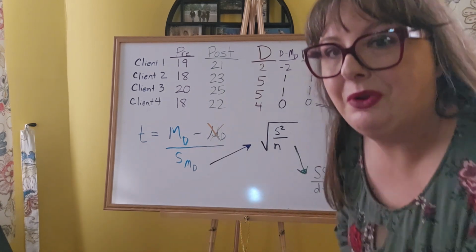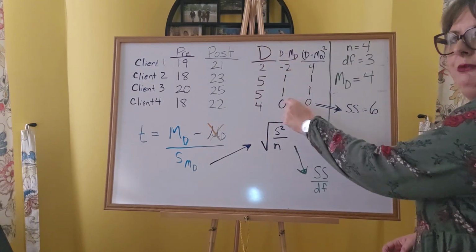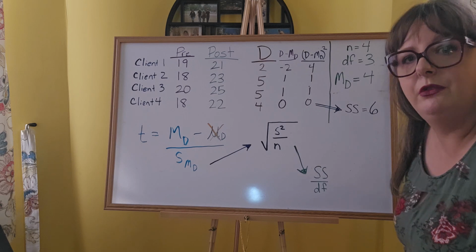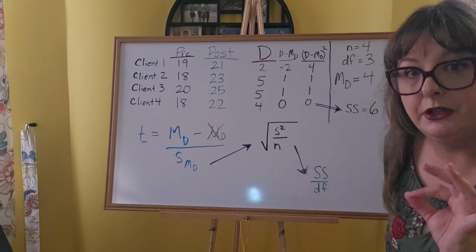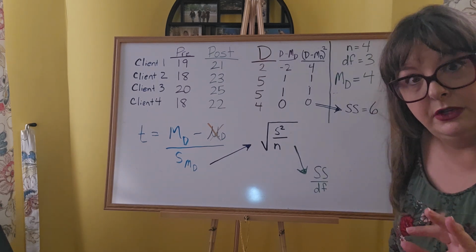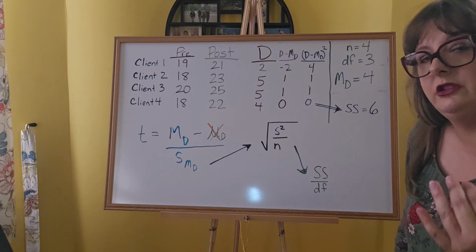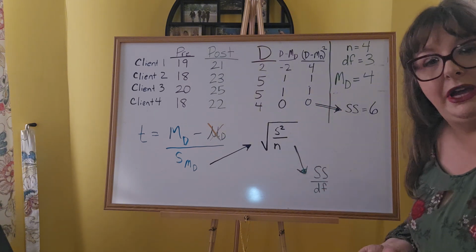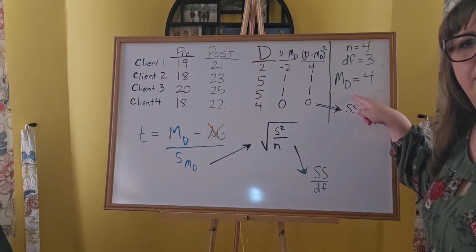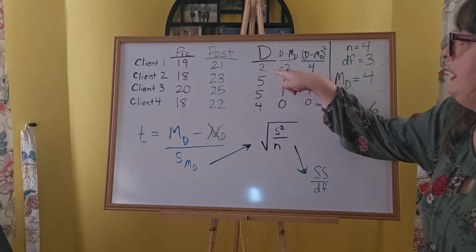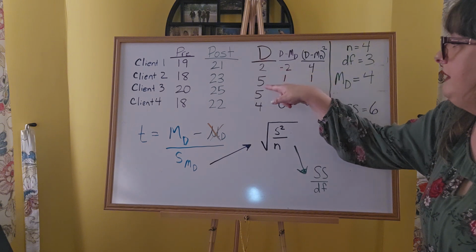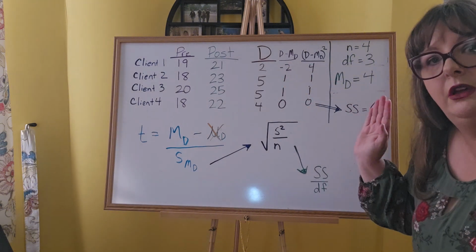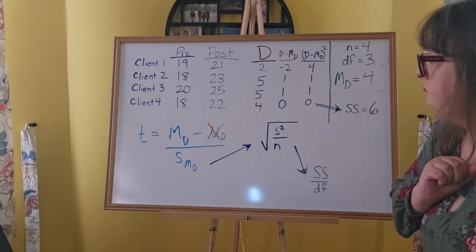All right, so our difference scores. We've got our difference scores, 2, 5, 5, and 4. We need to compute something called a deviation score. If you don't know, a deviation score is just the score minus the mean. In this case, it's going to be the difference score minus the mean difference. Remember, mean difference equals 4. So we have 2 minus 4, 5 minus 4. That's how we get these numbers, -2, 1, 1, and 0.